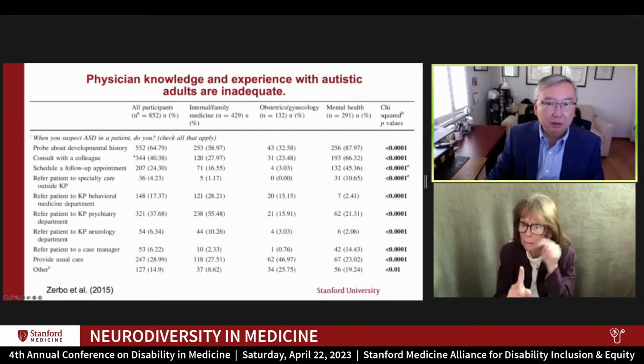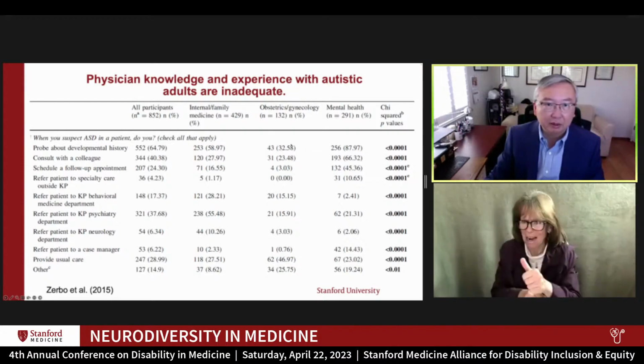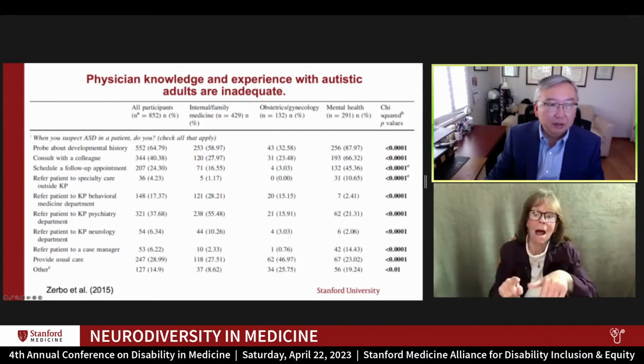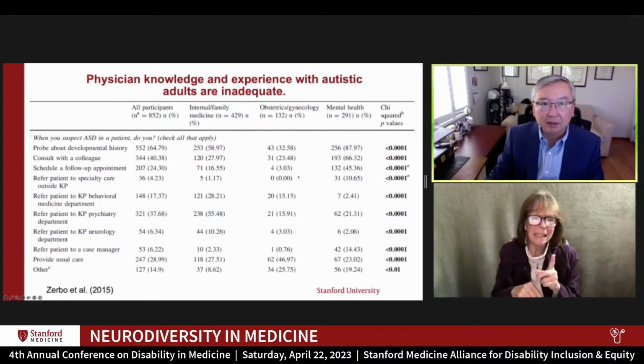So about 90% of mental health providers would probe about developmental history, but not so high in primary care providers, very low for OB/GYN doctors. And like consulting with a colleague, it seems like it's a similar trend that is very low, but is much lower than the previous question. So a lot of this is really about not really taking autism as a diagnosis into the care of the patient.